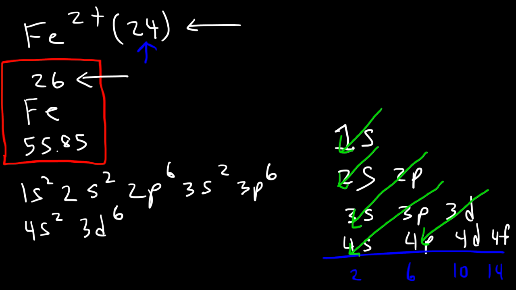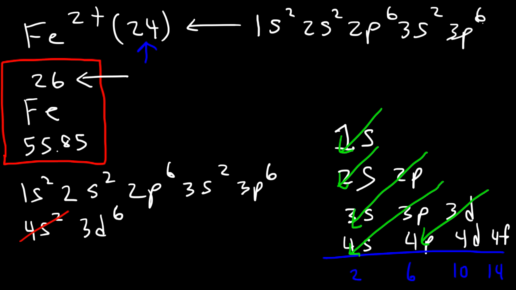Now, from this expression, you want to write the electron configuration of Fe 2 plus. So you need to remove 2 electrons. The question is, which 2 electrons do you remove? Now, what you need to do is remove electrons from the highest energy level. So that's from the 4th energy level. So you're going to take off these 2 electrons. So we could therefore write the configuration for Fe 2 plus as 1s2, 2s2, 2p6, 3s2, 3p6, 4s0, or you could just omit it, and then 3d6.